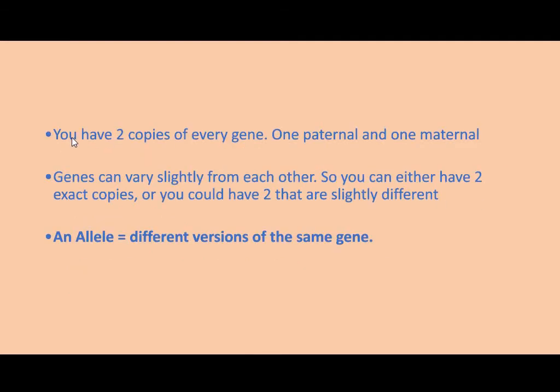A couple of bits of information for you to write down. You have 2 copies of every gene, one paternal and one maternal. Your genes can vary slightly from each other, so you can either have 2 exact copies or 2 that are slightly different. Something called an allele is a different version of the same gene. So on each of those chromosomes, you'll have the same gene, but 2 different copies of it.